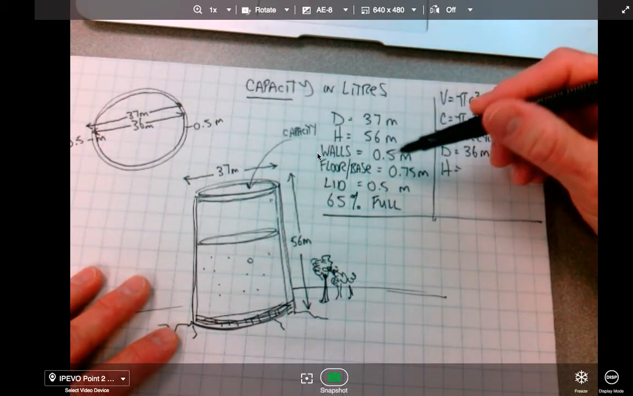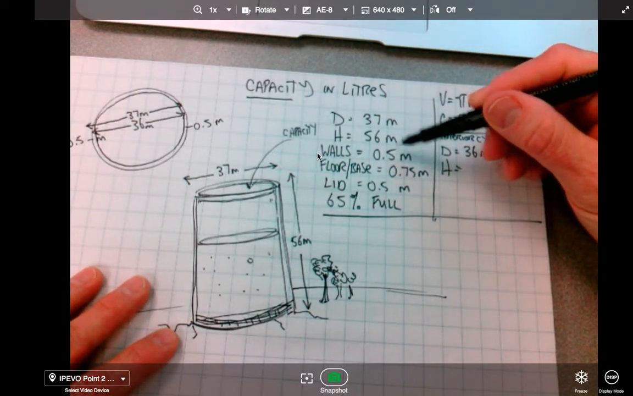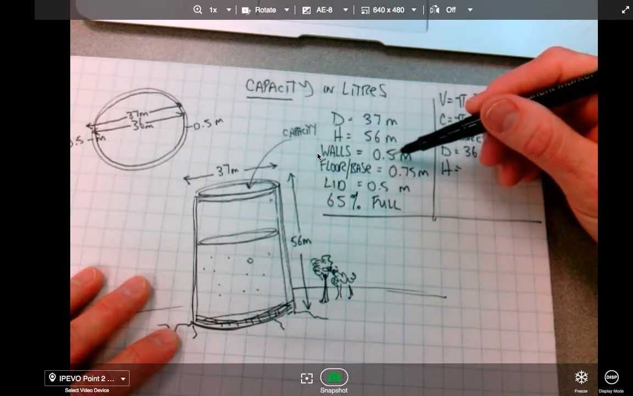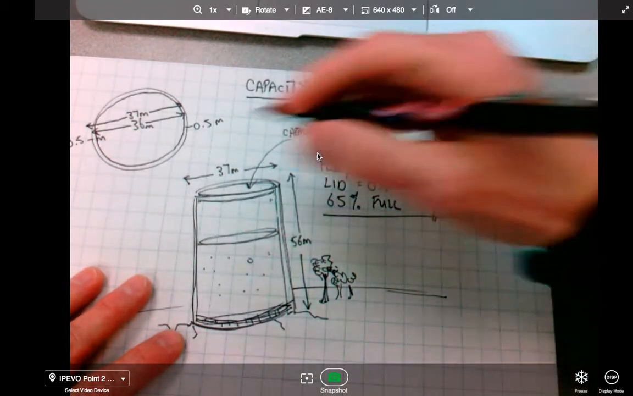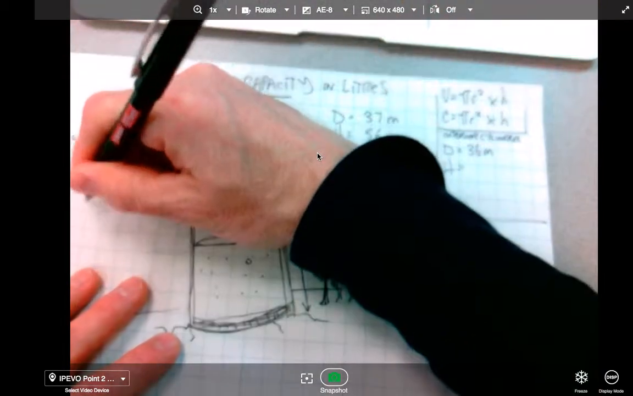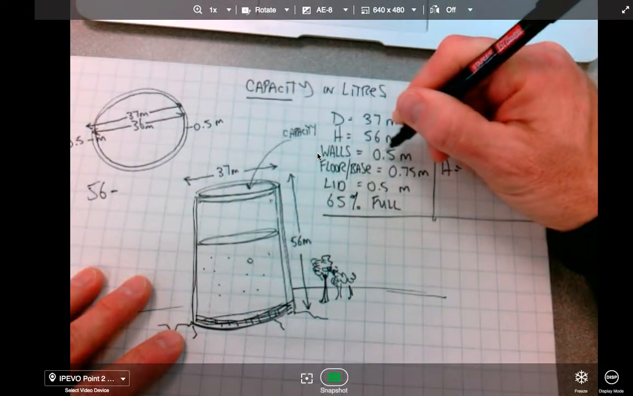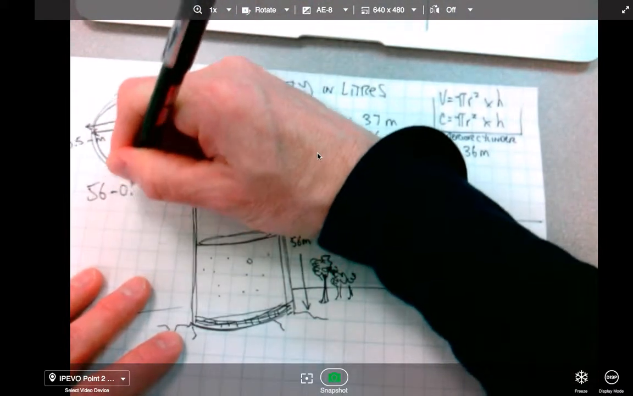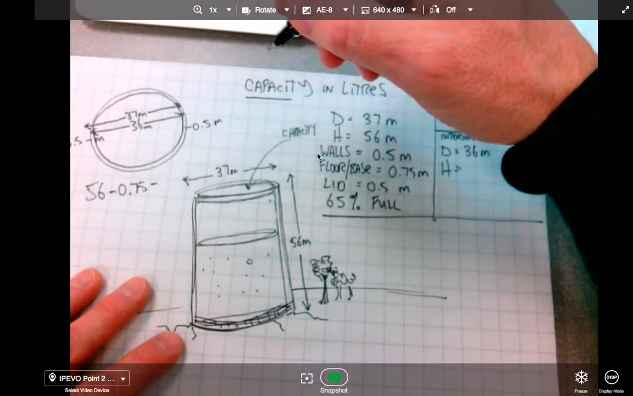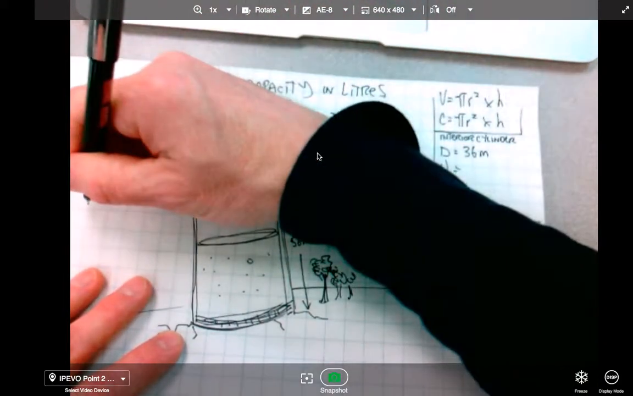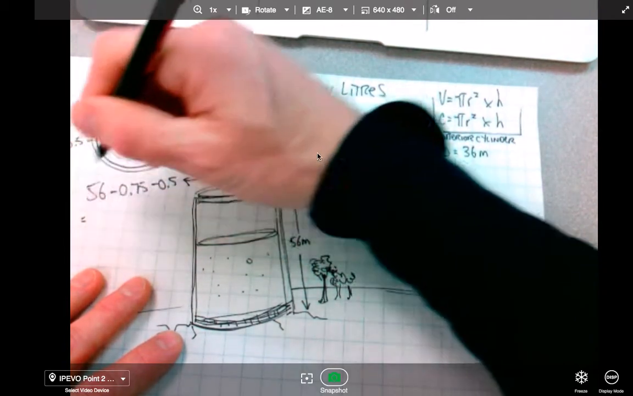You would subtract the bottom or the base of it, which would be 0.75. Okay. And then the cap is 0.5, and then that would equal 54.75. So I'm doing 56 minus 0.75, and then I'm also taking away 0.5, right? And what do I get? 54.75.